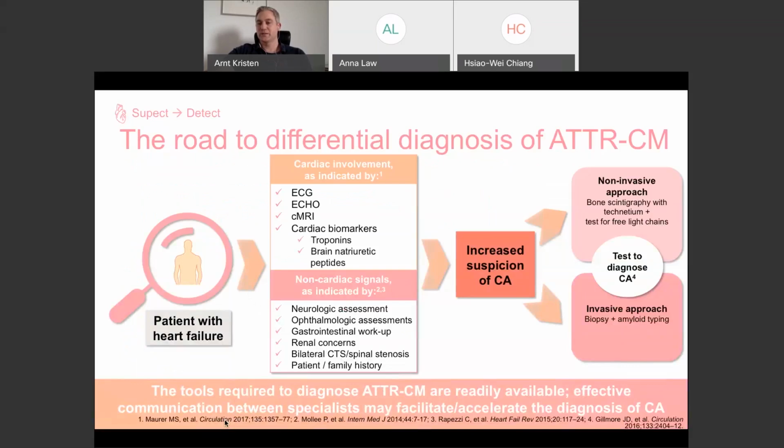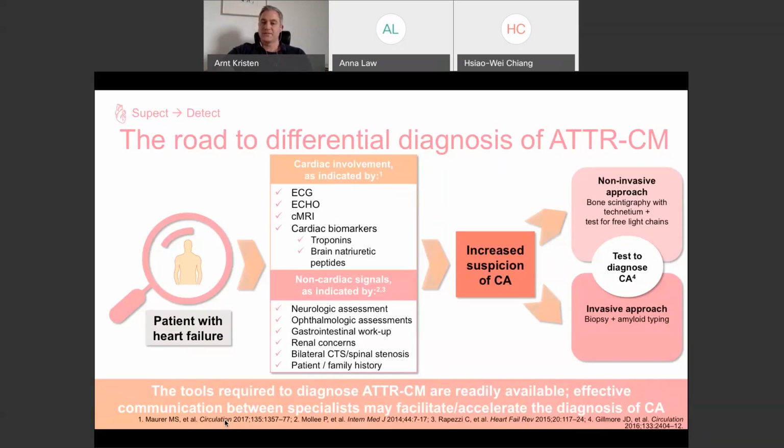So if our initial evaluation increased the suspicion of an underlying cardiac amyloidosis, then we do have 2 different ways or options for further diagnosis. On the one hand, the invasive approach using biopsy, left ventricular and myocardial biopsy, followed by amyloid typing by either immunohistochemistry or mass spec analysis. And on the other hand, we are able to diagnose ATTR-CM non-invasively by the use of bone scintigraphy and after exclusion of a monoclonal gammopathy.